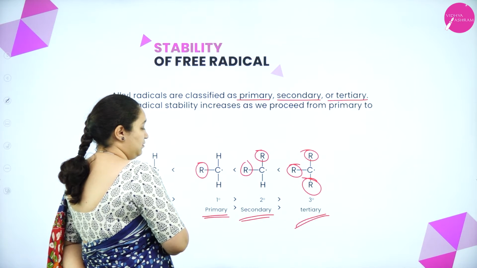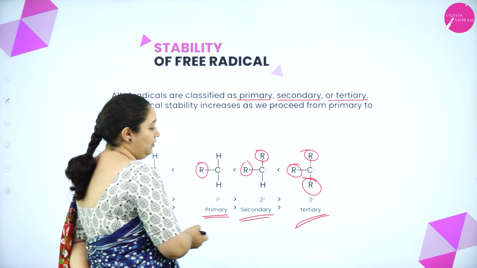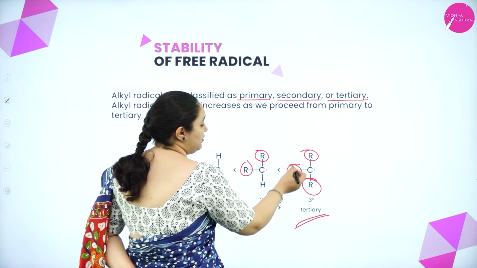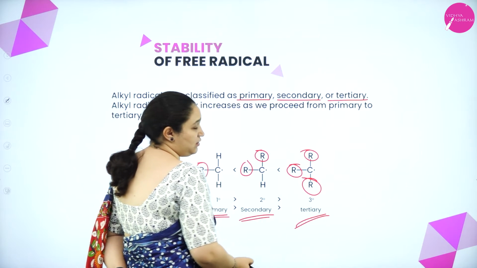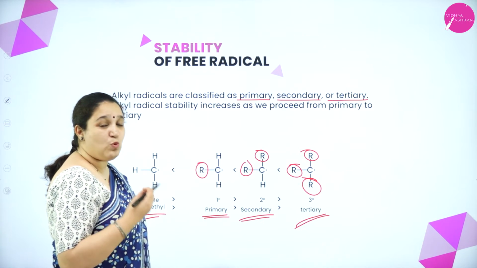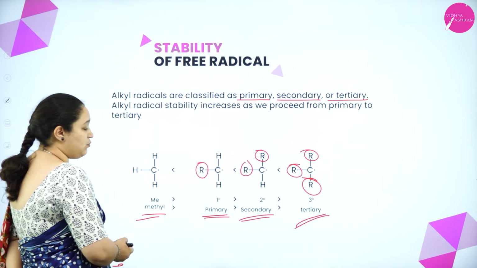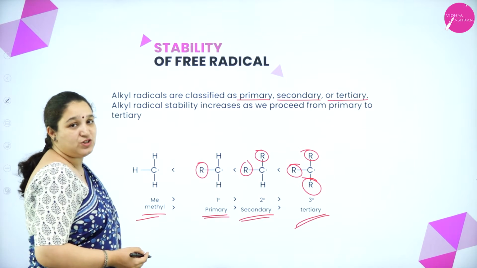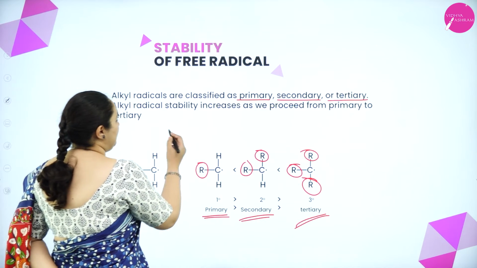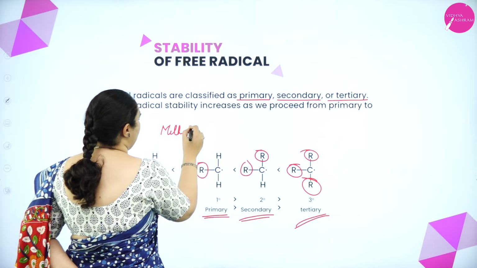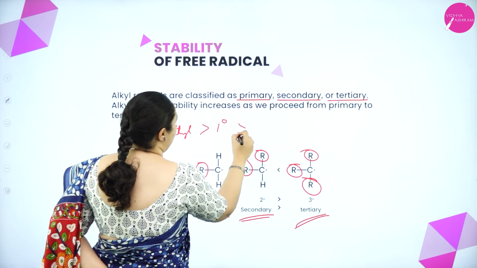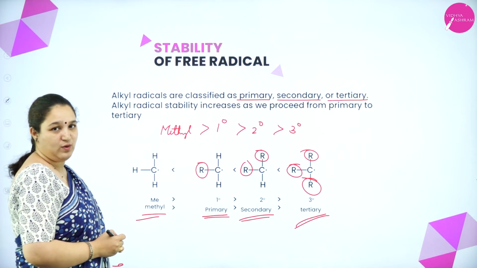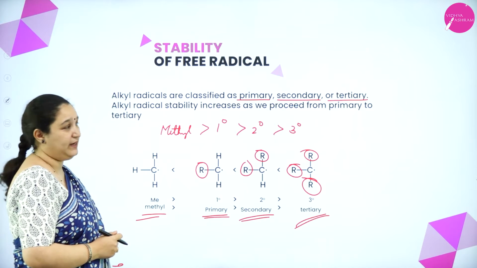Carbon with 1 carbon neighbor is a primary free radical. Carbon with the electron has 2 carbon neighbors, a secondary free radical. And the carbon with 3 carbon neighbors is called a tertiary free radical. And which is more stable? The order of stability is methyl free radical is most stable, then primary, then secondary, and last is tertiary free radical. Okay, so that's about the stability.